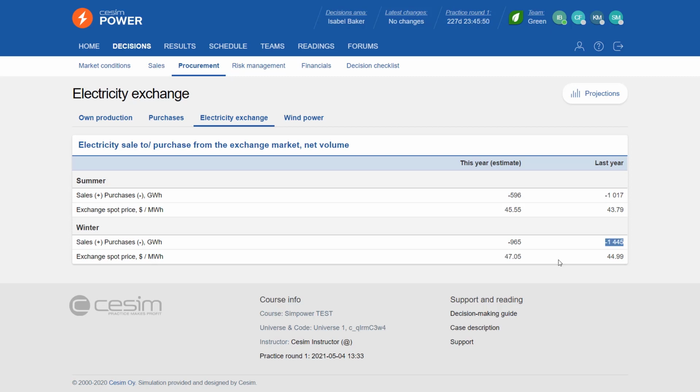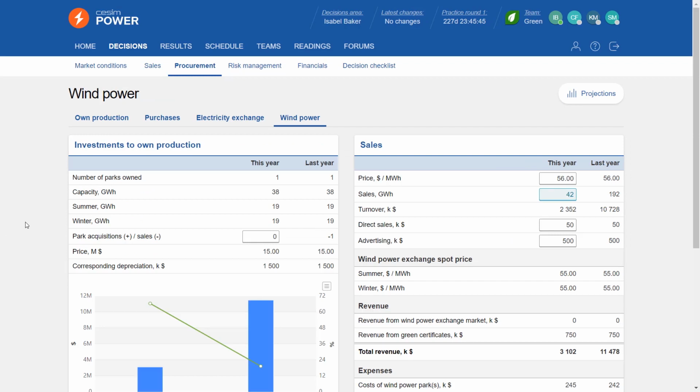and almost 1.5 terawatt hours during the winter. There is a separate segment here where we can make decisions regarding our renewable energy. Everything that we have discussed so far in the sales section and in the procurement section is related to the conventional production of electricity.